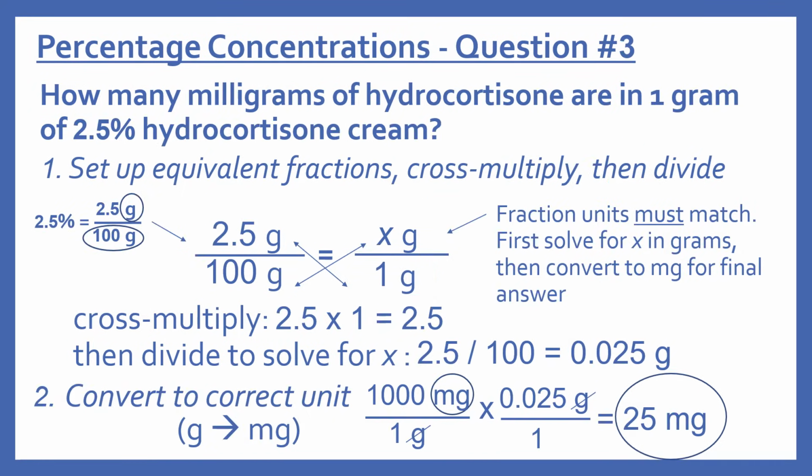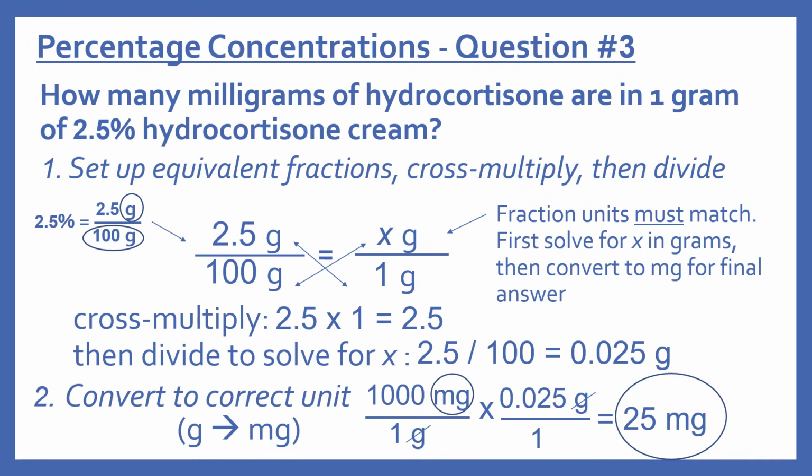Okay, we'll look at one more percentage concentration question. Question number 3. How many milligrams of hydrocortisone are in 1 gram of 2.5% hydrocortisone cream? This one we're going to set up equivalent fractions, cross multiply, then divide. We don't have to figure out our percentage because it's already given. We just need to know what that percentage means. So 2.5% means 2.5 grams per 100 grams. That's going to be our first fraction, and we're going to set that equal to x over 1 gram because we're looking for how much in 1 gram.